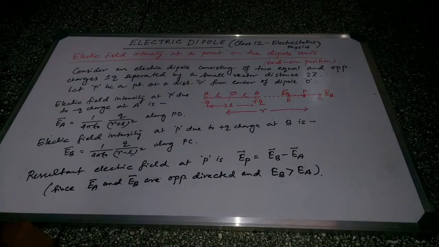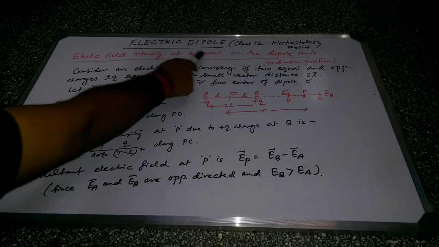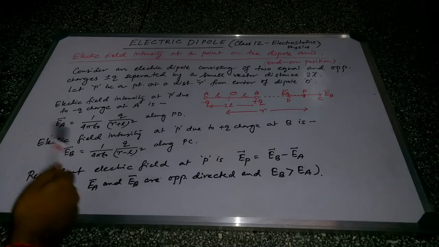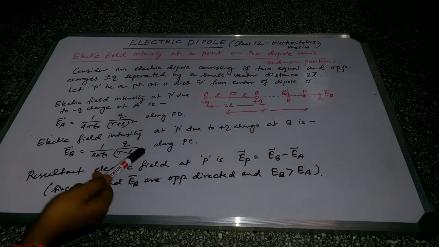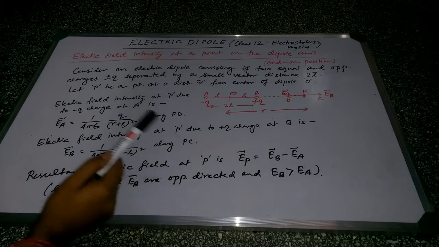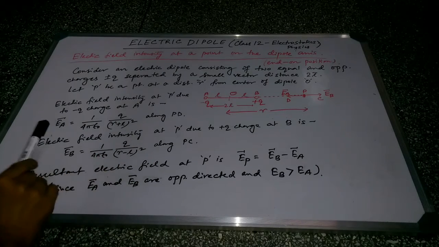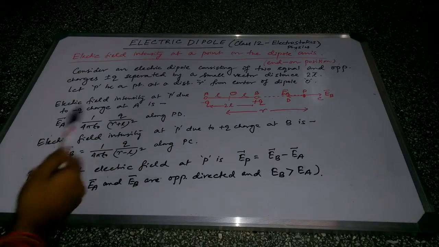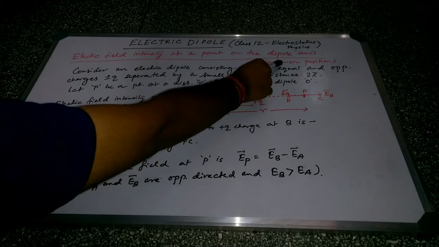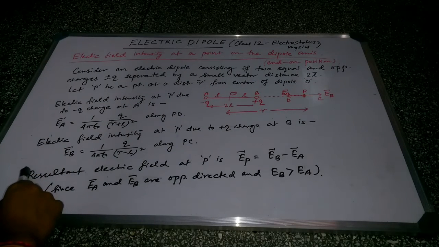Now let us discuss the electric field intensity at a point on the dipole axis. We have learned about the electric dipole. Now we want to find the electric field intensity due to that dipole at some point. At what point? At a point along that dipole axis. At this position we want to find the electric field due to that dipole. This position is called the end-on position. So we want to find the electric field at a point on the dipole axis due to a dipole.